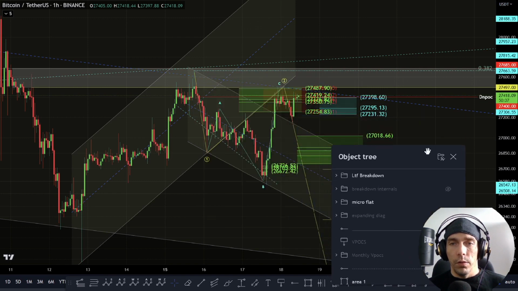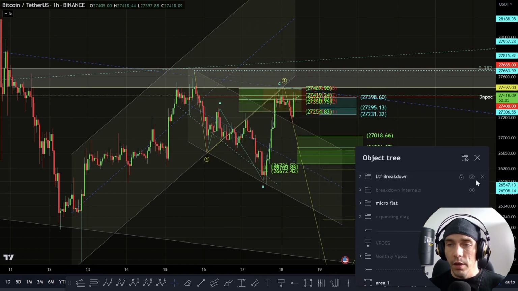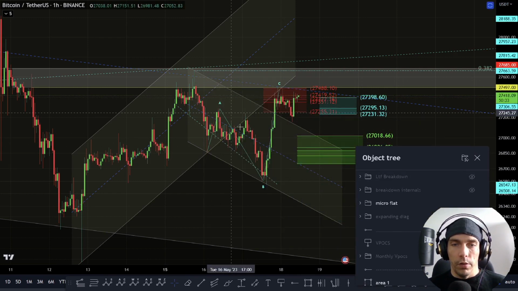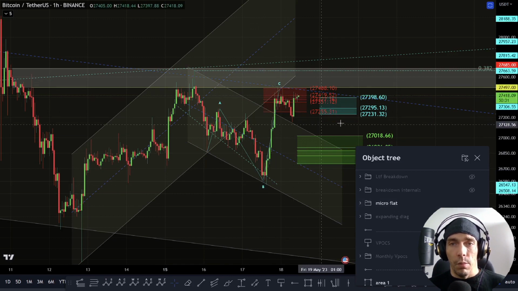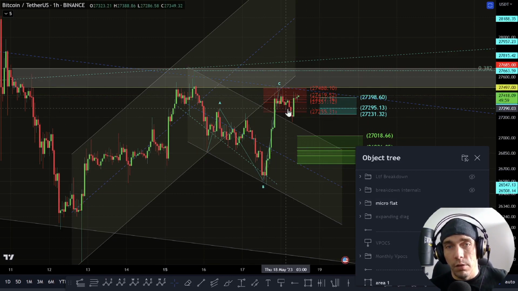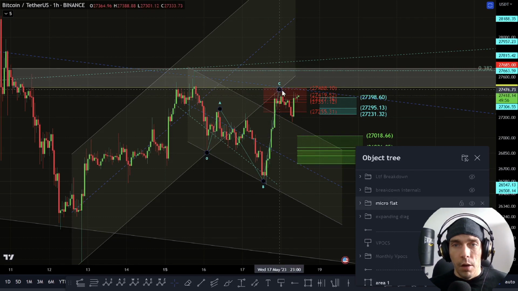And we were looking for something like this, where basically within this structure, we're looking for this as an A, a B, and then looking for a C wave to the upside. So we have actually come up into that rejection area once again. We have this 786 up here towards this 27488.